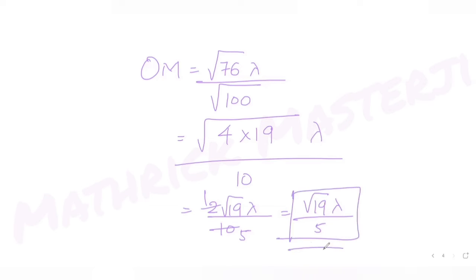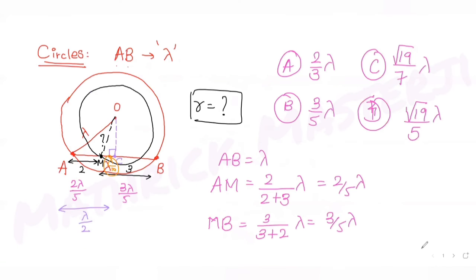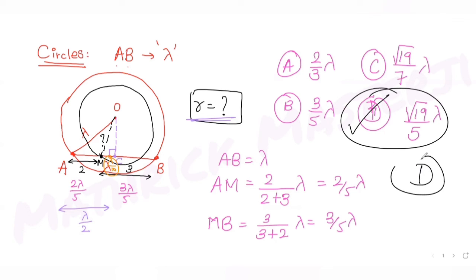So the question was asking that the locus of the point M, which is a circle, whose radius is what? So we have got the radius of that locus of the point M, which divides the chord into 2:3 ratio, and that matches with root 19 by 5 lambda. That basically becomes the option D. So D becomes the correct answer here for the question that is given to us.